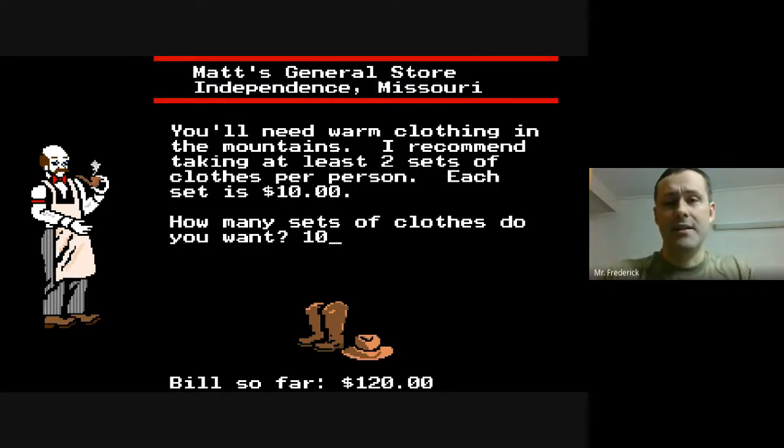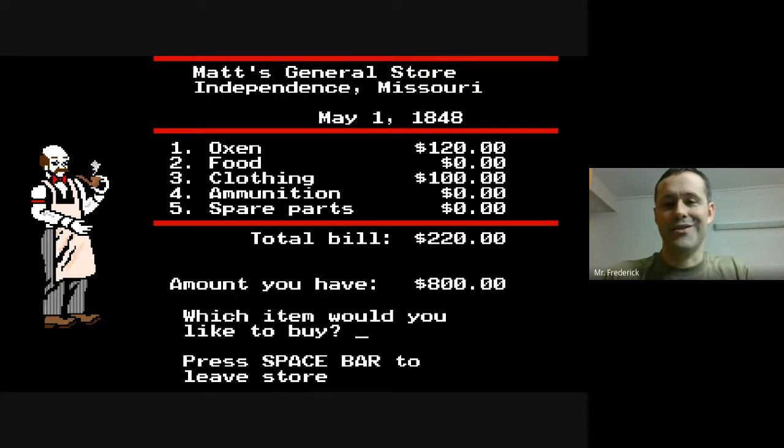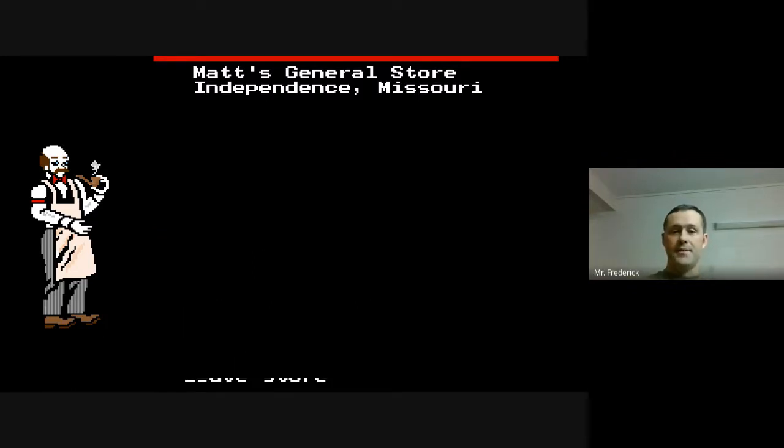I'm going to take Matt's advice. I'm going to get 10 sets of clothes for $10 each. That's another $100. And the next thing I'm going to get before food and ammunition is spare parts. I want spare parts for my wagon. And then I will buy either more ammunition and less food, or maybe a little bit of both. I don't know. We'll see. Let's get some spare parts.